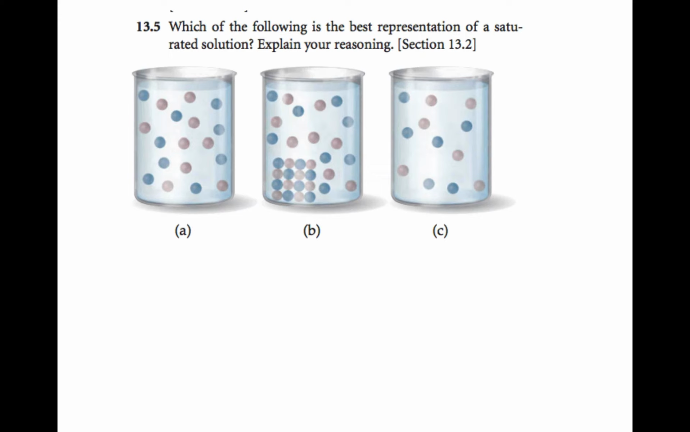5. Which of the following best represents a saturated solution? Explain your reasoning. All right, a saturated solution is when you can't get any more solute to dissolve in the solvent. So at this point, you start building up solid on the bottom. So that looks like B to me. At this point, you've saturated the solution. Any more solute going in there is just surrounding each other as a crystal on the bottom of the beaker.